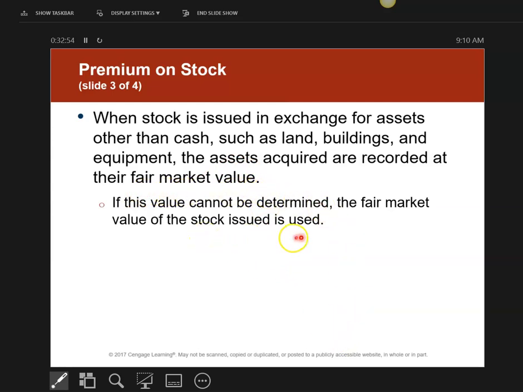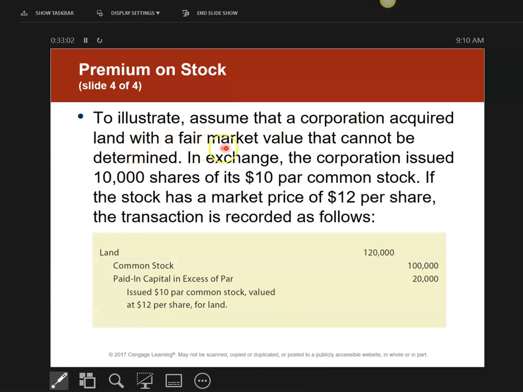If I can't do this, then the value of the stock is used. So let me show you an example of this. I acquire land with a fair market value that cannot be determined. In exchange, the corporation issued 10,000 shares of its $10 par common stock. The fair market value of the stock is $12. What that means is my par value is $10, but currently what my stock is selling for is $12. So market price is what it is selling for on that day. So here's my journal entry.